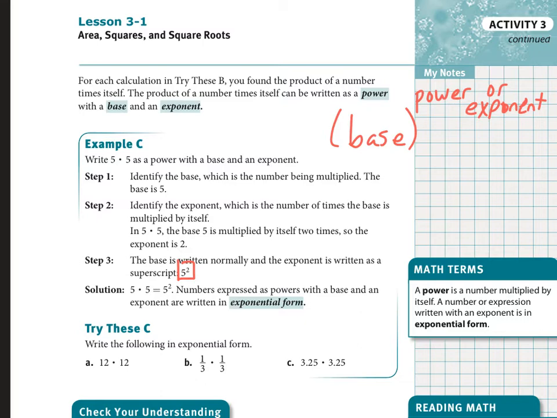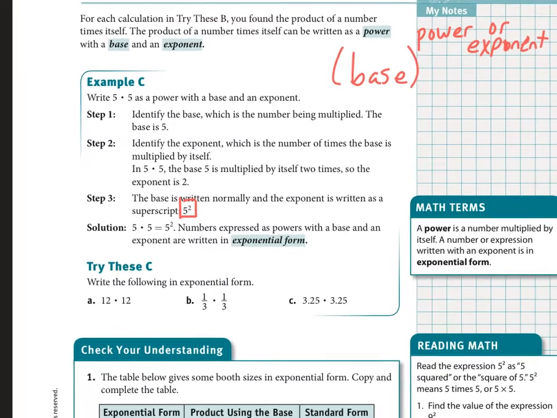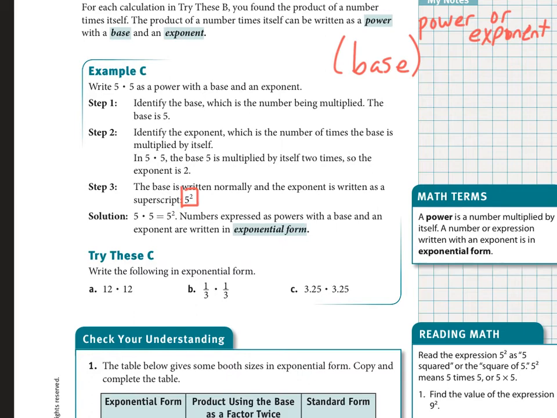5 times 5 could be written as 5, and then you have a little superscript. A subscript is when you write a smaller number lower than the number. A superscript is when you write a smaller number above the number. So this is read as 5 to the second power. It's an exponent, an exponential form. Let's look at a few examples, and we'll talk in a minute about why it would be helpful.